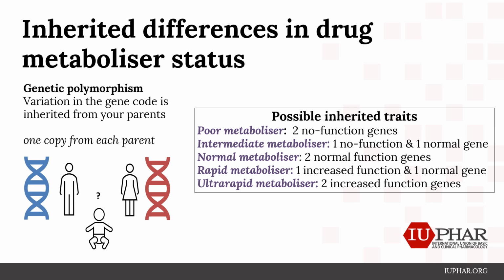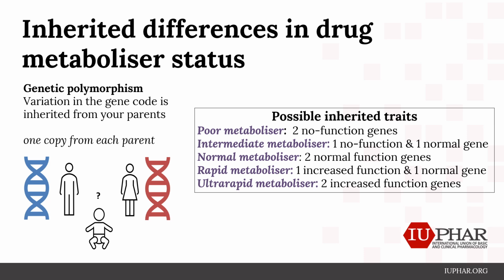So, for example, if a person's inherited two no-function genes, one from each parent, they will then have what's called a poor metabolizer trait. We also can have the opposite effect, where we can inherit increased function genes from our parents. And depending on the number of copies we've inherited, we can have either ultra rapid metabolizer status or a rapid metabolizer status. Now, all of this is important on an individual level.